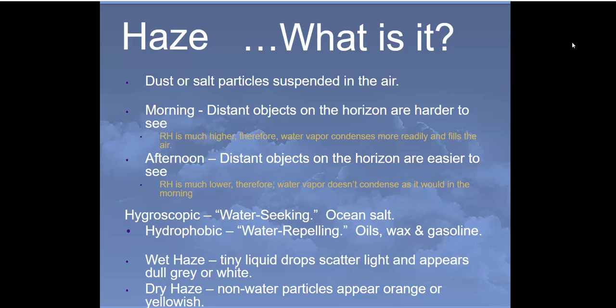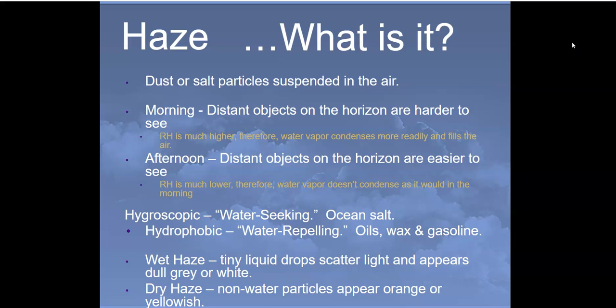Hygroscopic means water seeking. So some of that particulate matter that's suspended in the air would be like ocean salt. Hydrophobic is water repelling. So oils, waxes, gasoline, those types of byproducts that you would find are going to give a different type of haze.